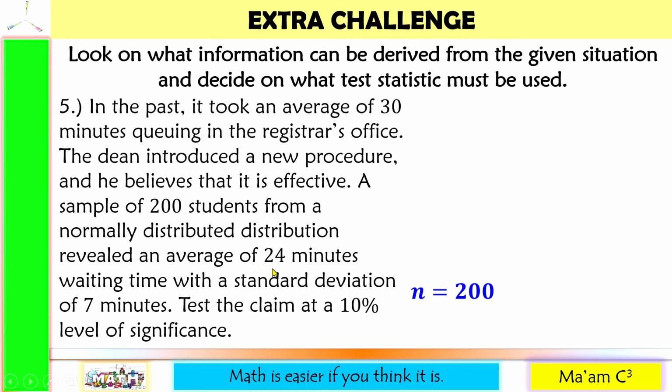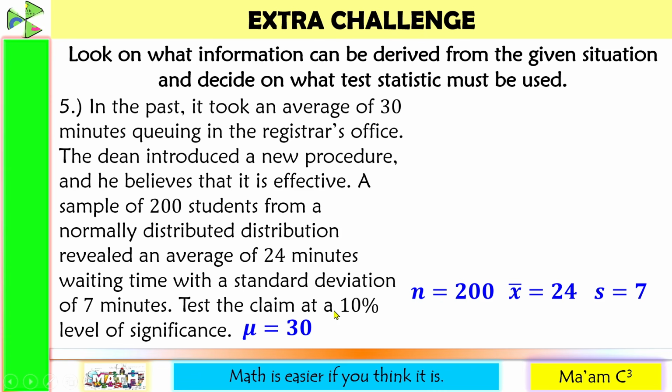Revealed an average of 24 minutes waiting time. So this is the sample mean X bar with a standard deviation of 7 minutes. This is the standard deviation of 200 students, which is the sample. So this is the sample standard deviation. S is equal to 7. So it follows that this average of 30 minutes is the population mean. So we have mu is equal to 30.